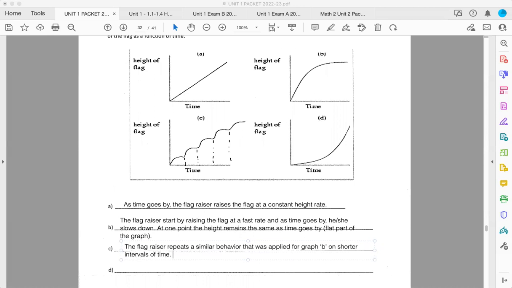So basically, start fast, slow down, stop raising the flag here when we say stop, right? Repeat. You see, the difference between C and B is that B did not repeat. You just went fast, slowed down, and kind of stopped. For C, went fast, slowed down, stopped, then went fast, slowed down, stopped, and so on, and it did it 1, 2, 3, 4, 5 times.